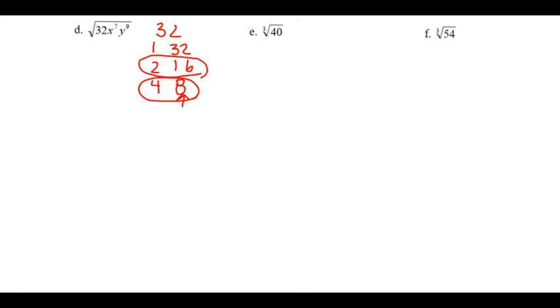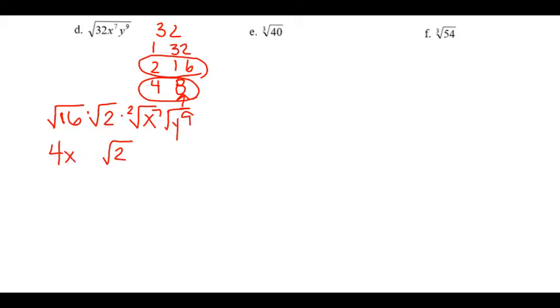So we're going to do down here the square root of 16 times the square root of 2 times the square root of x to the 7th, and then the square root of y to the 9th. So it's kind of jumbled together. So the square root of 16 is 4. Then I am going to leave some space, and I'm going to put my square root of 2 over here. Remember, x to the 7th, 2 goes into 7 3 whole times. So I'll bring out x to the 3rd power.